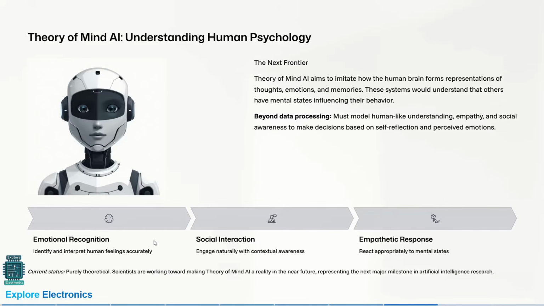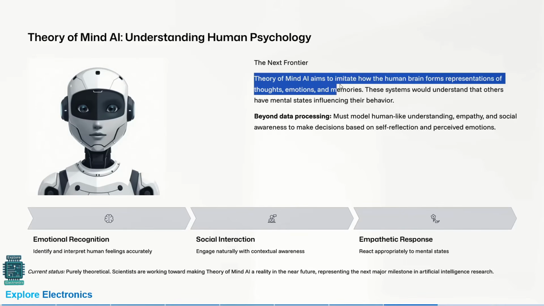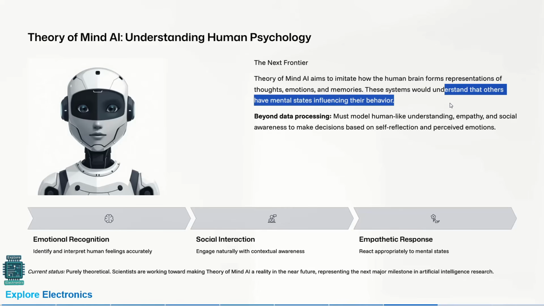Next thing is theory of mind. This understands human psychology as well. So this is the next frontier AI we can say. So theory of mind aims to imitate how actually human brains form representations of thoughts, emotions, and memories. This tries to have the same kind of functionalities as the human brain. So these systems would understand that others have mental states influencing their behavior.